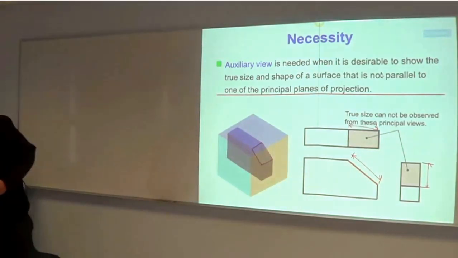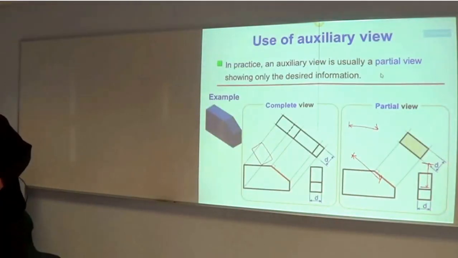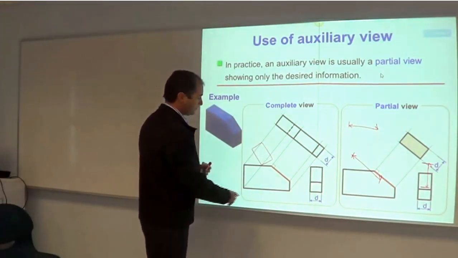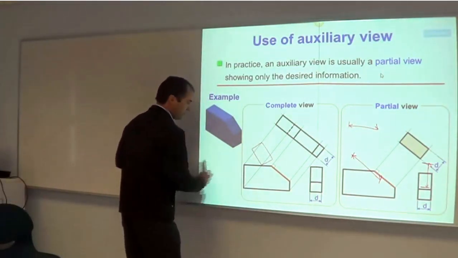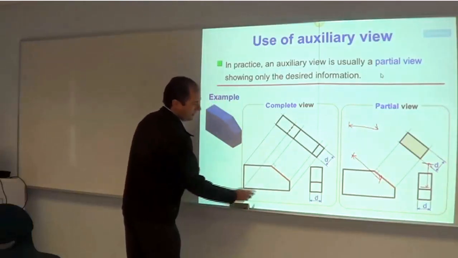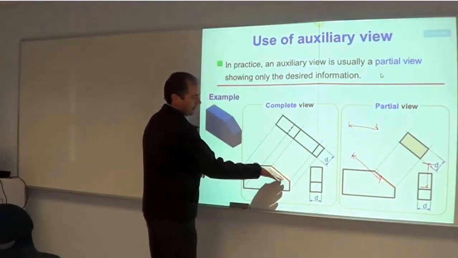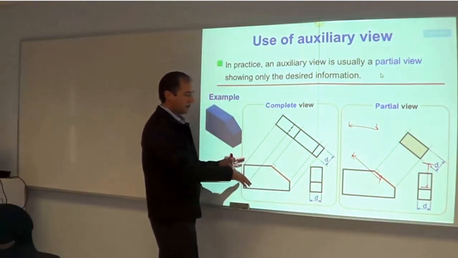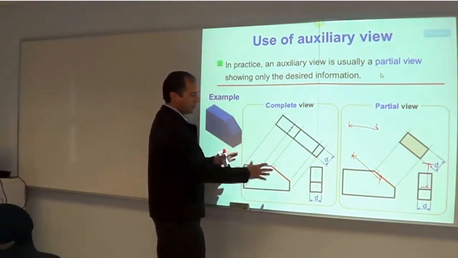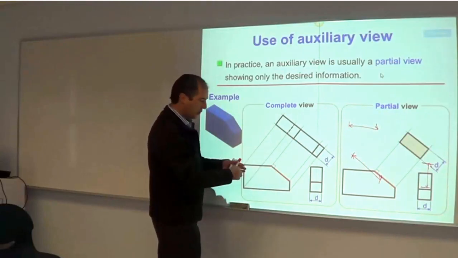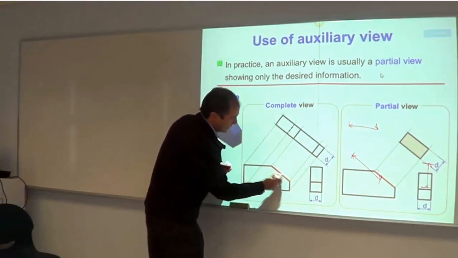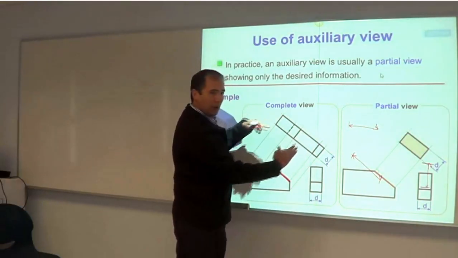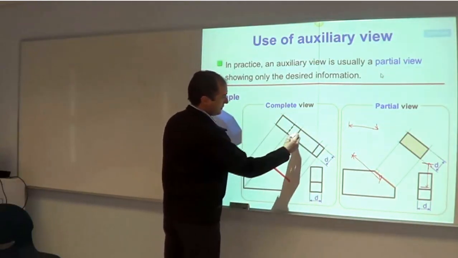So let's check it out. An auxiliary view requires an element to create it. So the auxiliary view is not going to be normal to the rest of the views. It's going to be normal to this element right here. From this element, I'm going to deploy the auxiliary view.